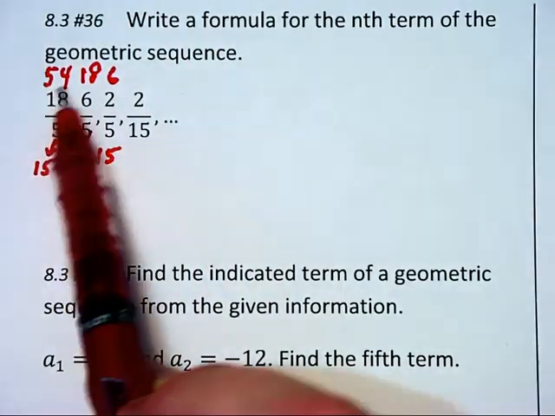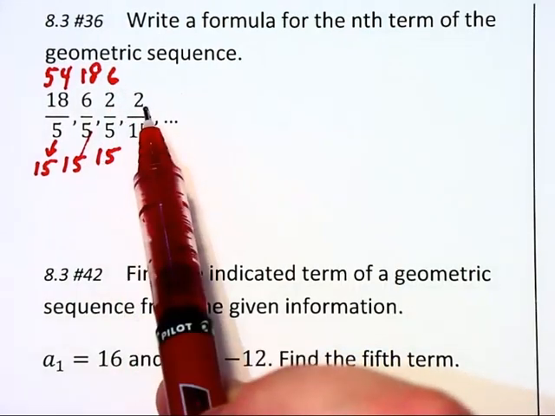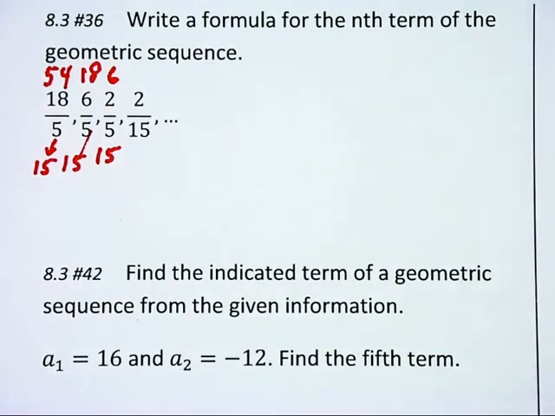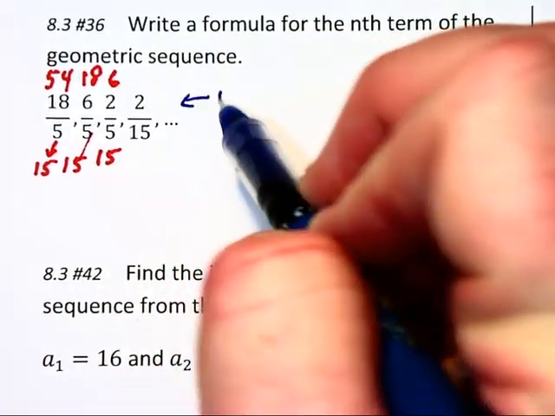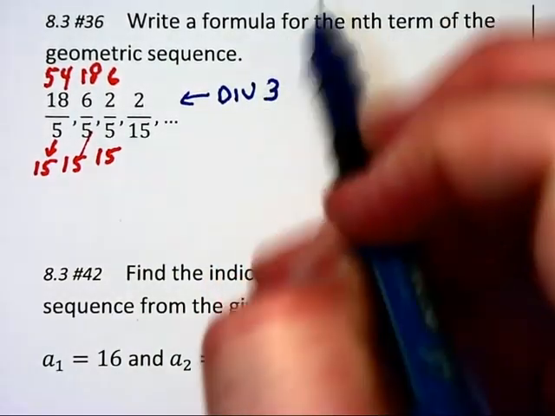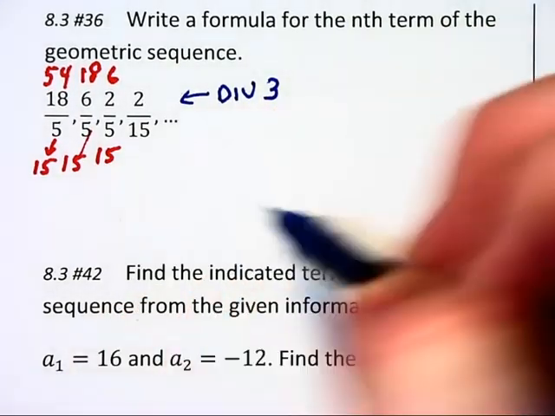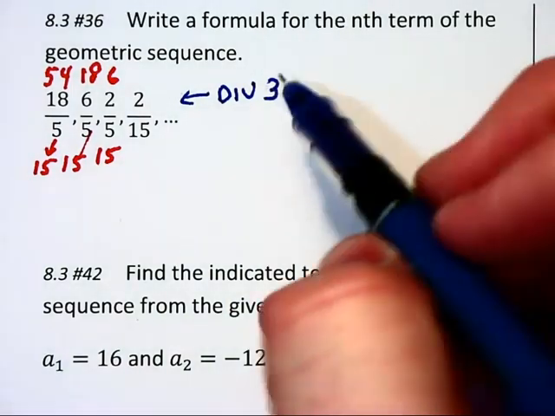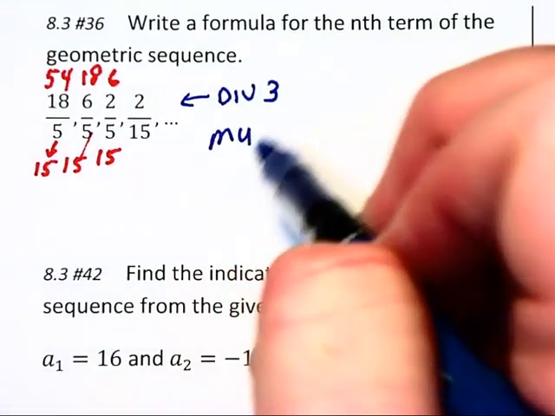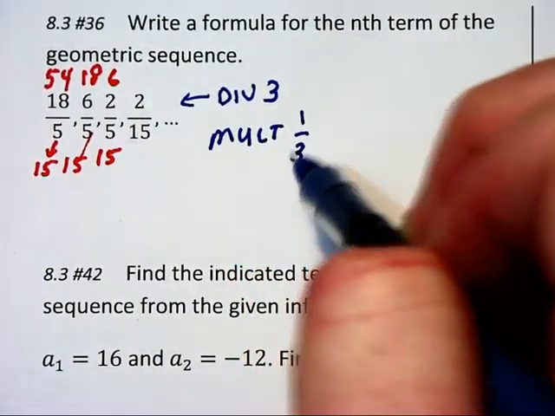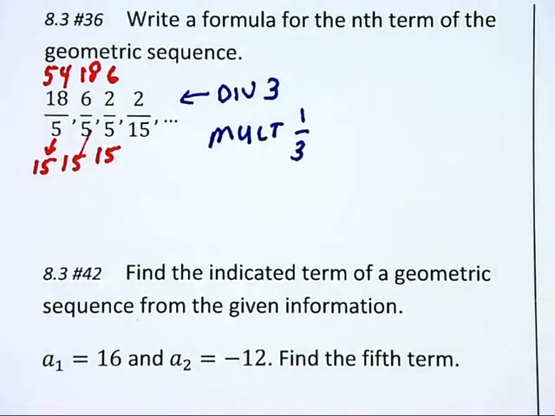Now I can see divide by 3, divide by 3, divide by 3. We are dividing by 3 up in the numerator, and then in the denominator, well, it's staying 15. So dividing by 3 basically tells us we are multiplying by 1/3 to go from term to term to term.